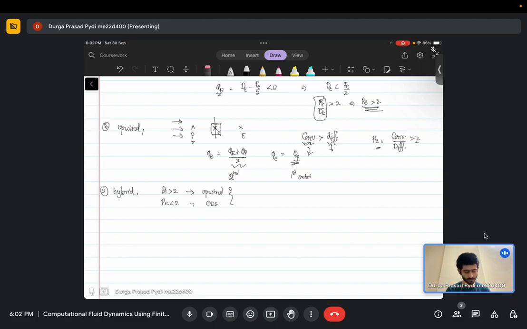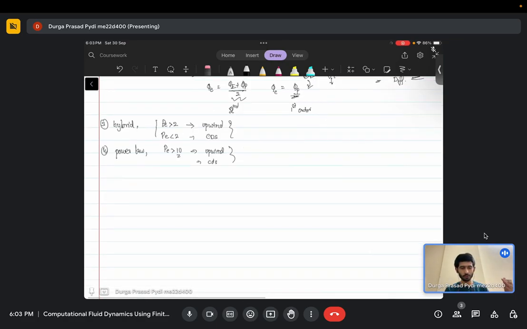The next version is the power law scheme. The idea here is, why should we stick to just 2? We can actually go a little further. This goes as high as the value of 10, and only then will it consider upwind, otherwise it just sticks to central differencing. But we cannot always use these if-else statements. We will see maybe at the end of the session how to do it programmatically, like when you do it in a program, how do you actually implement it?